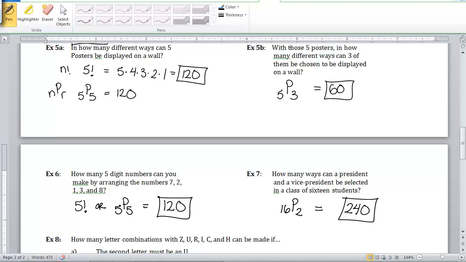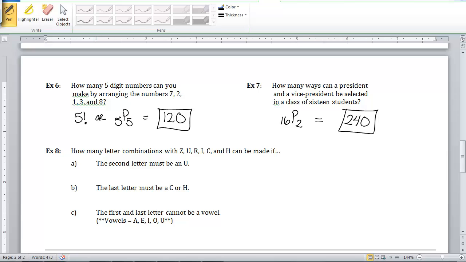In example 6, you were trying to make a 5-digit number with 5 different numbers, 7, 2, 1, 3, and 8. Since you were using all 5 of the numbers, you could have just done 5 factorial or 5 objects permuted 5 at a time. That gives you 120. In example 7, you are selecting a president and a vice president from 16 students. So you had 16 students, you were using 2 of them, so 16 permuted 2 ways is 240. Let's now look at the next example.